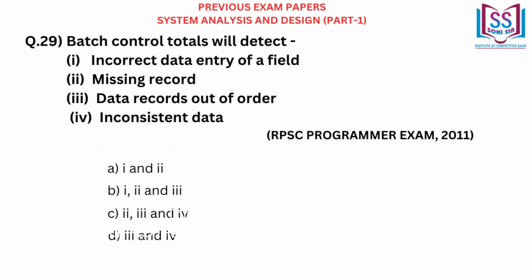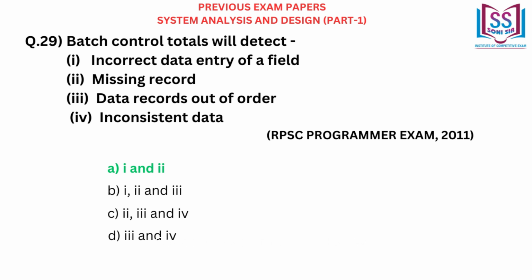Batch control totals will detect: 1. Incorrect data entry of a field. 2. Missing record. 3. Data records out of order. 4. Inconsistent data. A. 1 and 2. B. 1, 2 and 3. C. 2, 3 and 4. D. 3 and 4. Correct answer: A. 1 and 2.